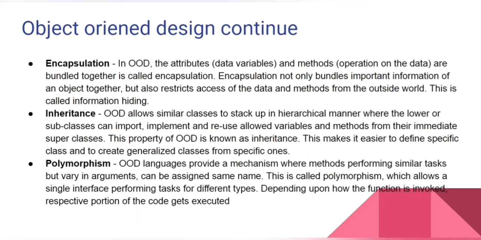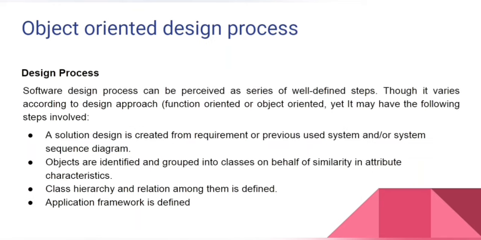Design process. The software design process can be described as a series of well-defined steps, though it varies according to design approaches. Function-oriented design or object-oriented design have the following steps. A solution design is created from requirements of the previous use case or sequence diagram. Objects are identified and grouped into a class on the basis of similar attributes and characteristics. Then come class hierarchy relations among them and application framework design.